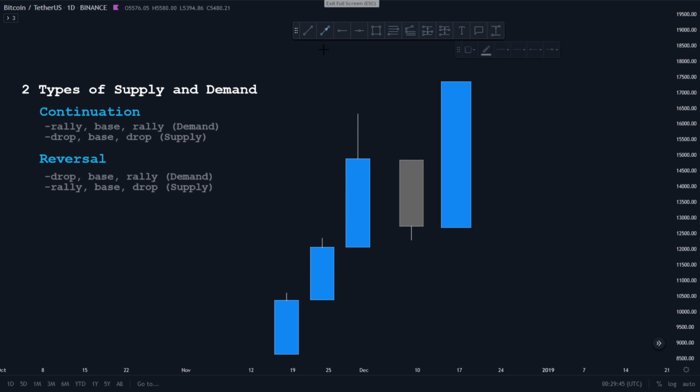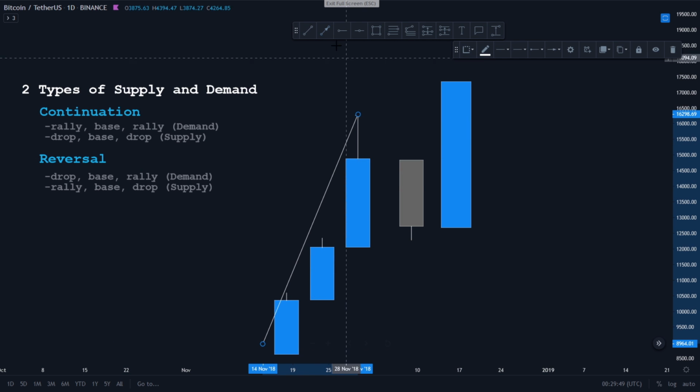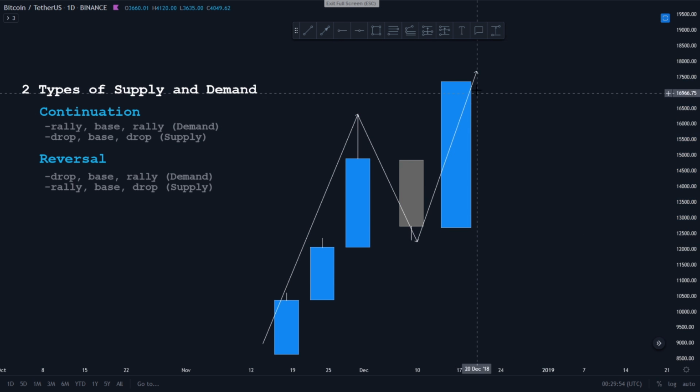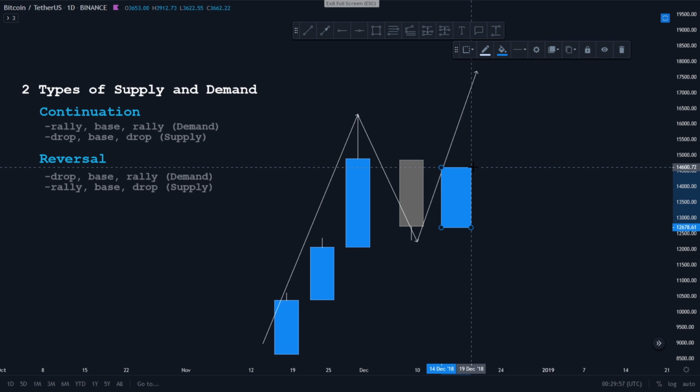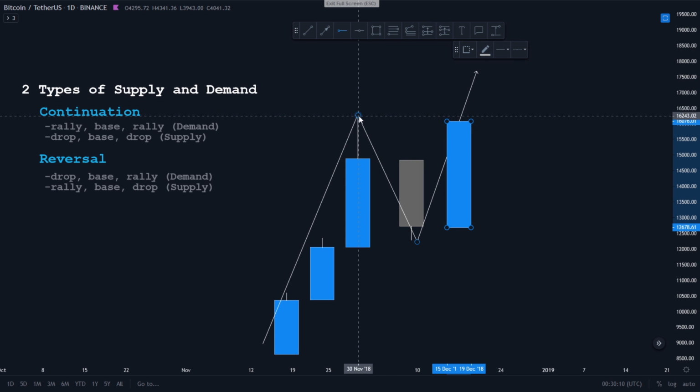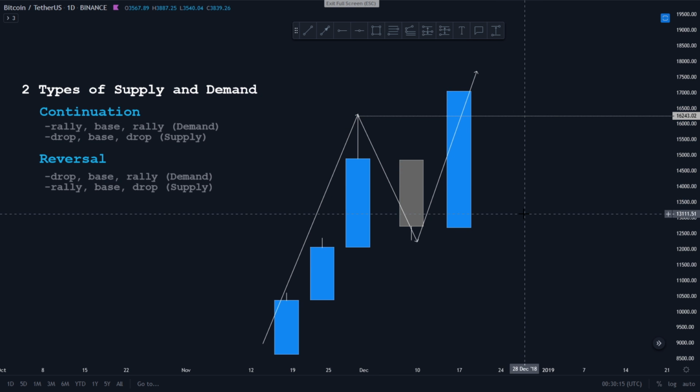It is basically this move here: rally, base, and rally. So when you see a formation like this, guys, and you have a high here and a low here, as soon as you see a new high, a higher high actually, because it's higher than this high, we speak about the higher high and higher low principle. We have a high, low, and a high. This is basically the rally, base, rally.